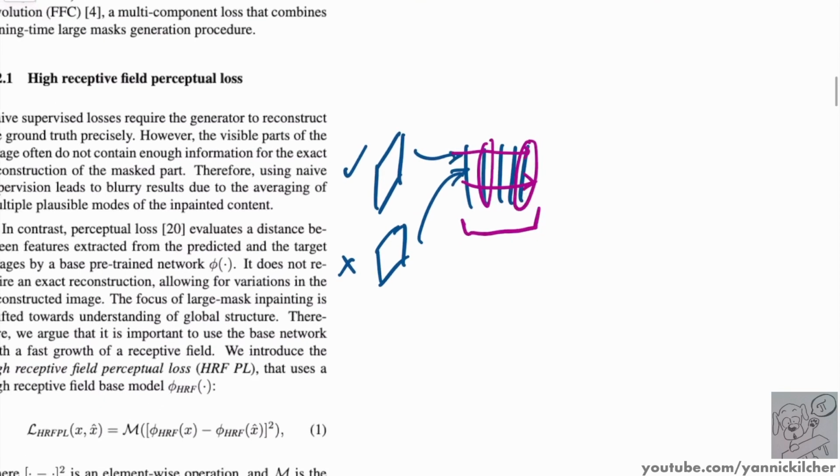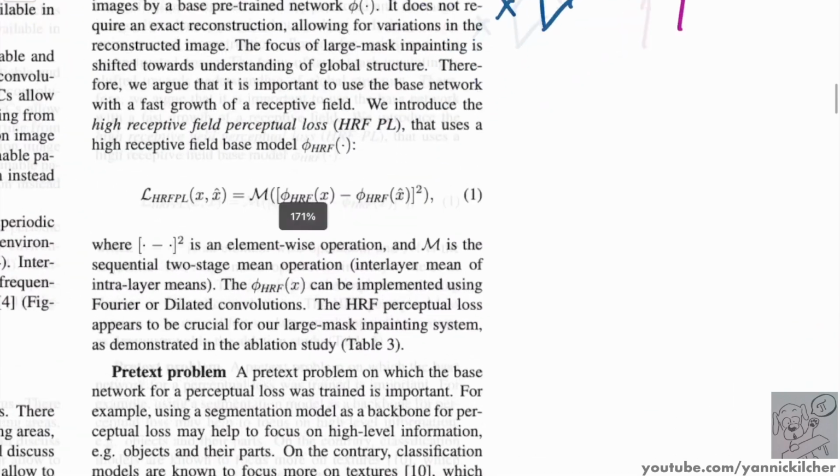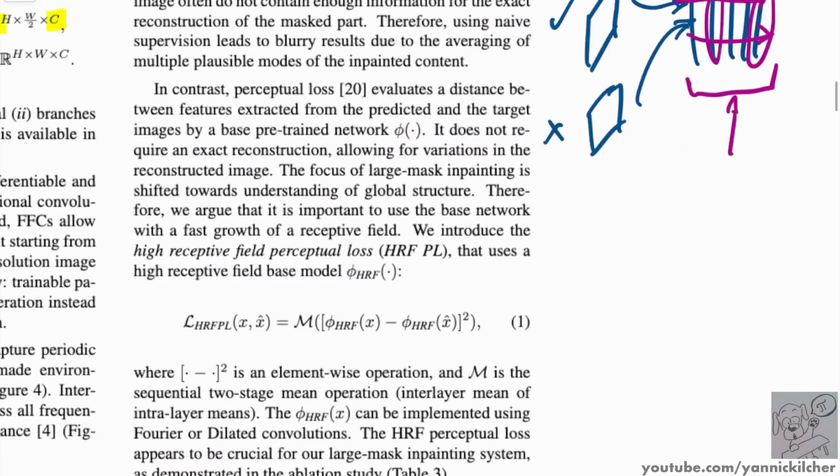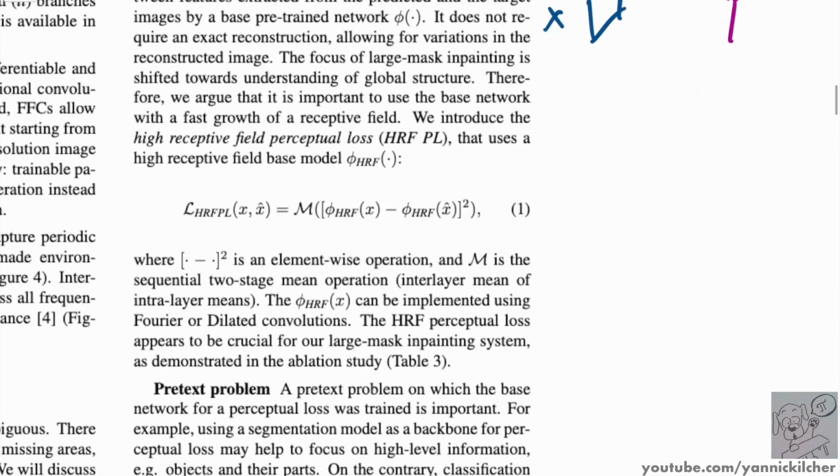They also stress that it's really important how you train this network right here. They suggest to make this network also include global context using either Fourier convolutions or dilated convolutions. And here you can see that's essentially the formula. That means we take the features from the original image and the features from the fake image, and we calculate their distance. And that's going to be the high receptive field perceptual loss.